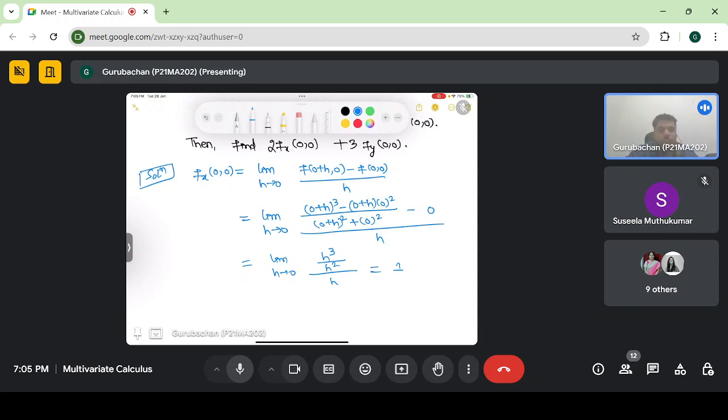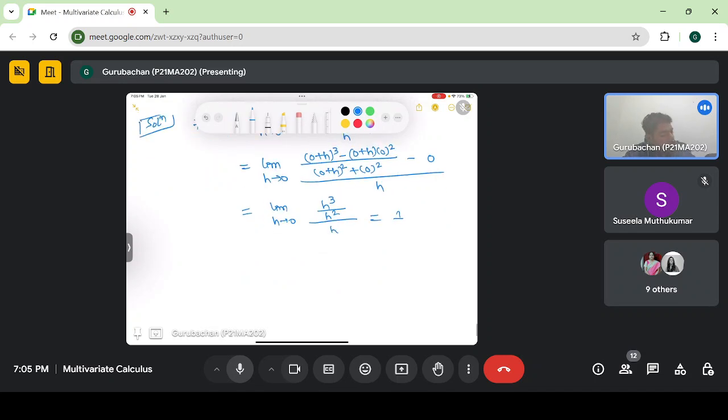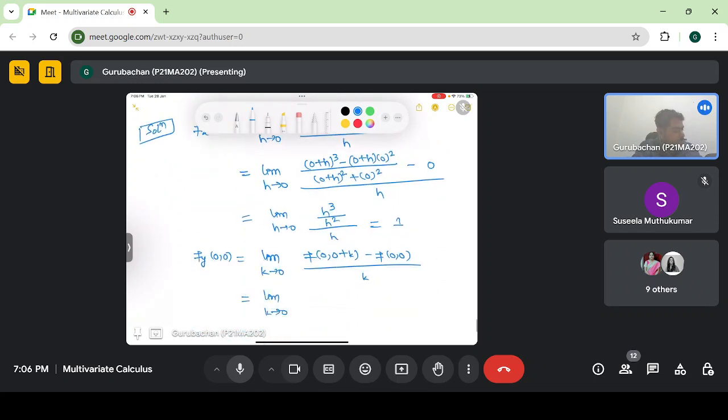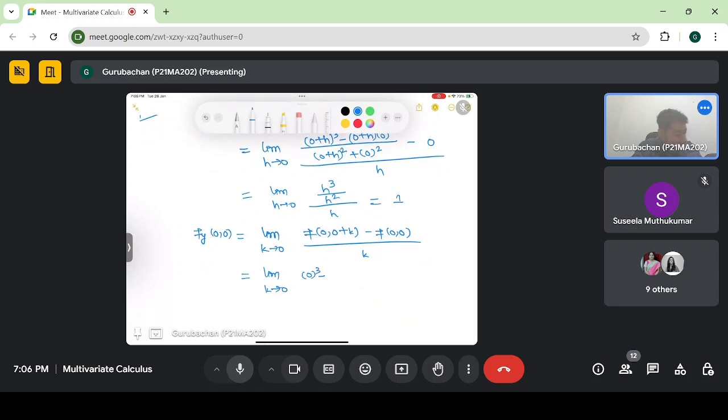If yes, then can we go to fy at (0,0)? What is fy(0,0)? It will be the limit k tending to 0 of f(0, 0+k) minus f(0,0), divided by k. I hope everybody is convinced with this definition. Shall I go further? The function is x cube minus xy square, so 0 cube minus 0 into (0+k) square, over 0 square plus (0+k) square, minus 0, divided by k.